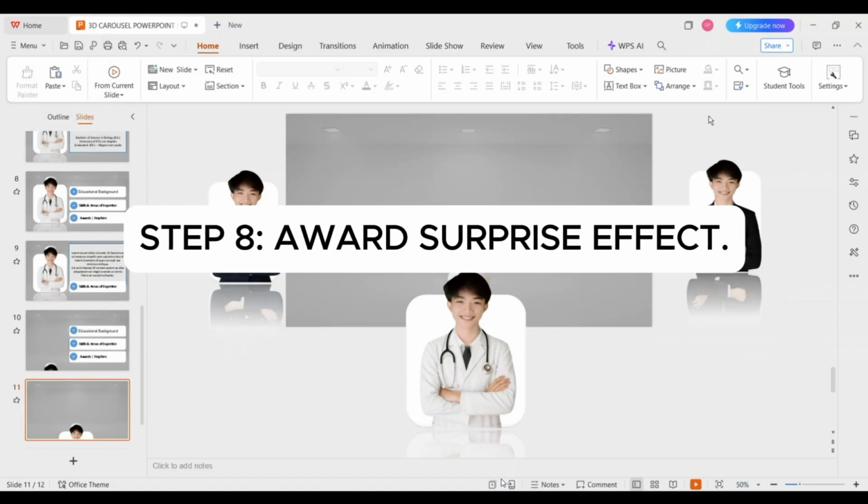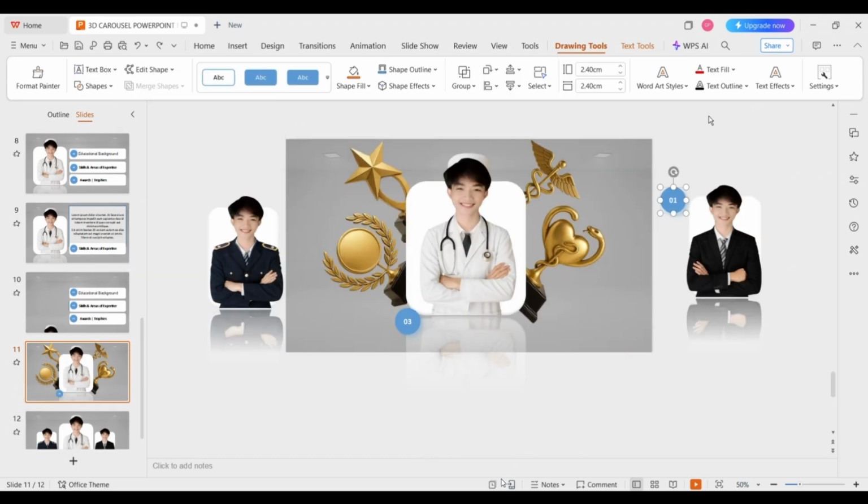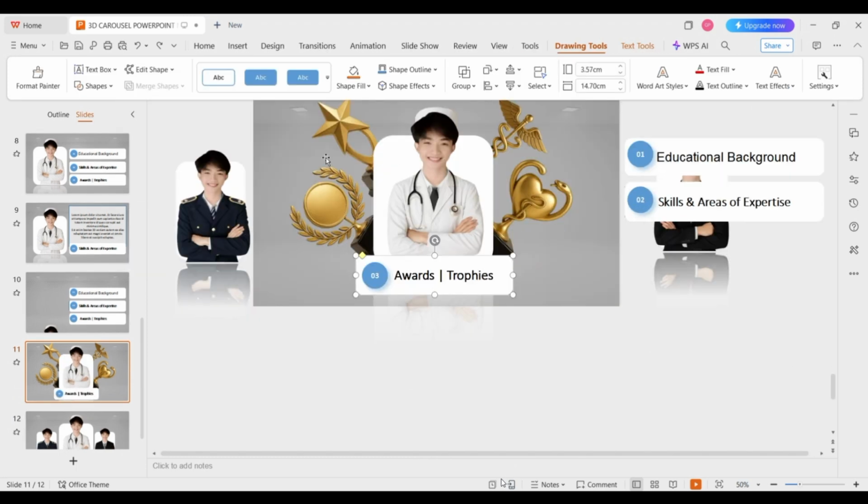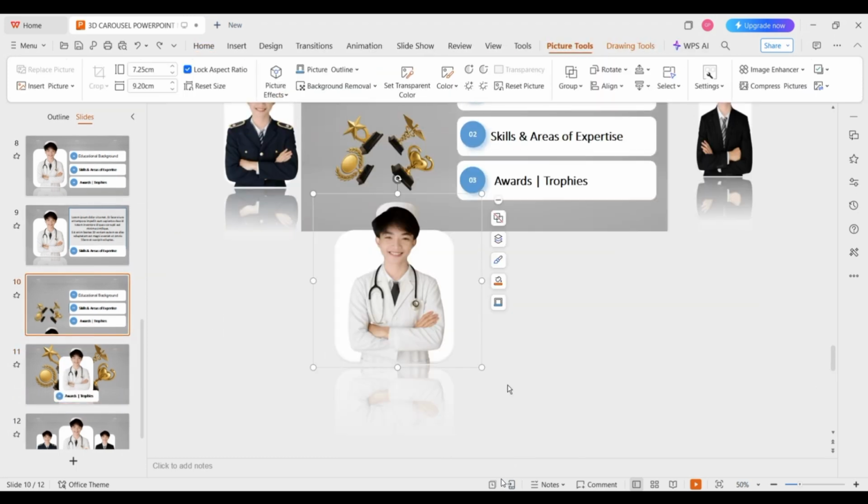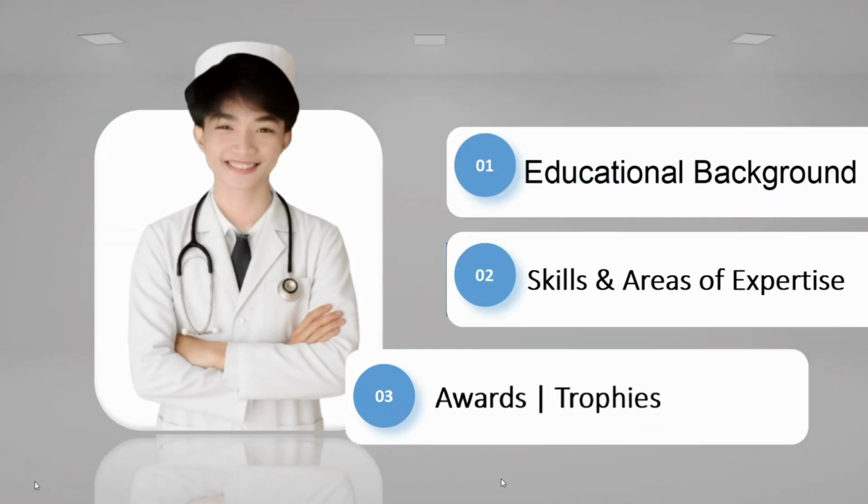Slide number 11. Awards surprise effect. Add a twist by placing award images behind the box on slide 10. On slide 11, Morph makes them pop out like a surprise.